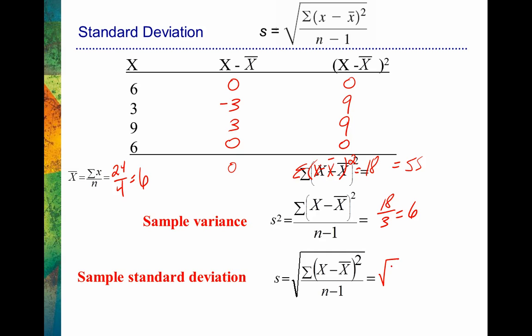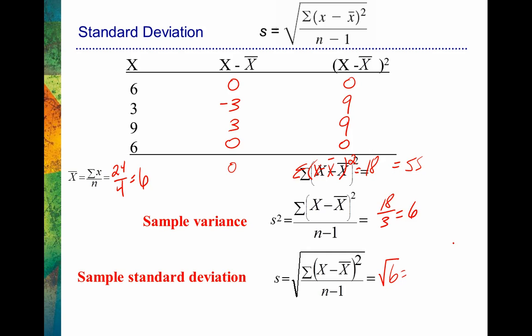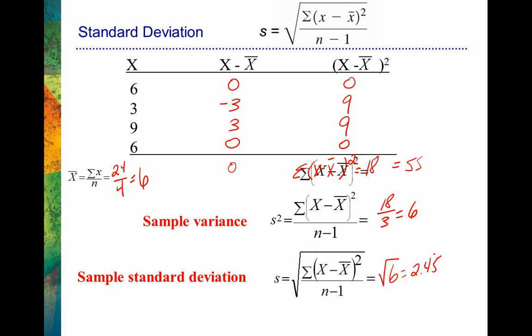So in this case, the square root of 6 will equal, and I can't do that in my head, so let's use our calculator. 6, and then we'll hit the little square root key, equals 2.449. We'll call that 2.45. So how are we going to interpret that? We would interpret that by saying that on average, these scores differ from the mean by about 2.45.